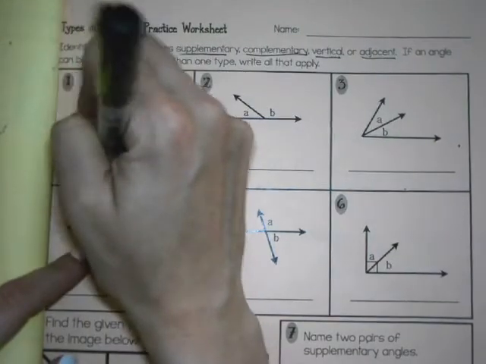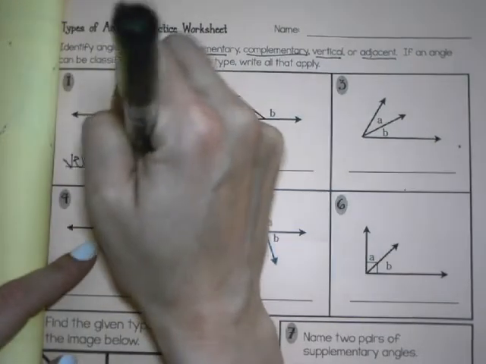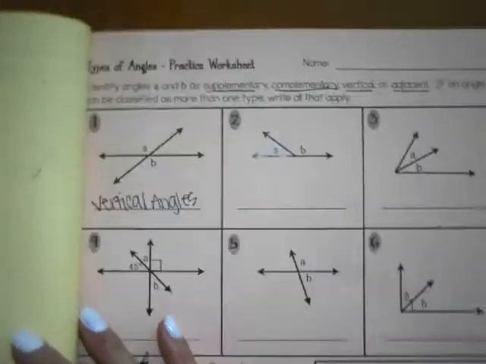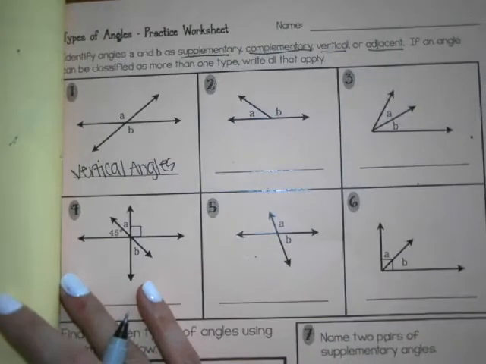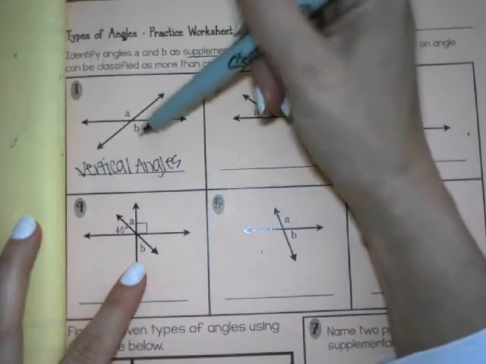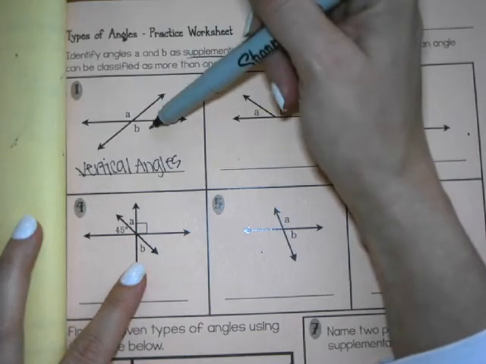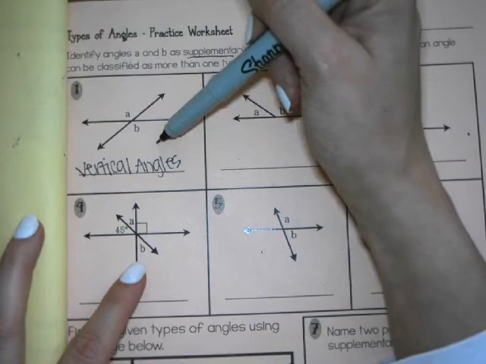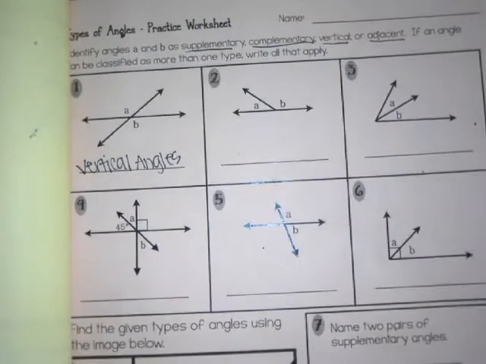You guys did exactly what the first period did too. They went through all 4 of them to figure it out. Okay, so number 1 is vertical angles because these angles are directly across from one another. Do you guys see that? So they're vertical to one another, whether they're vertical across, vertical to the side, doesn't matter.